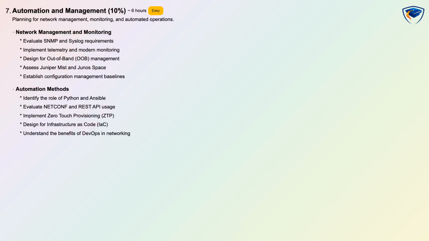Automation and Management is 10%, considered easy, and has an estimated 6 hours of study time. This domain focuses on practical network management and monitoring including SNMP, syslog, telemetry, out-of-band management, and configuration baselines, along with Juniper management options. It also covers automation methods such as Python and Ansible usage, NETCONF and REST APIs, zero-touch provisioning, infrastructure as code, and the role of DevOps in networking.